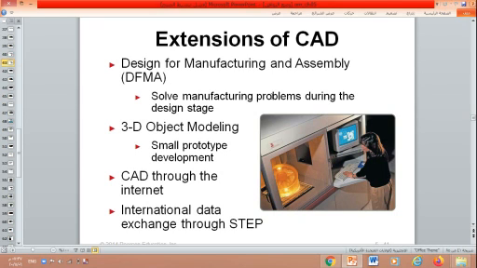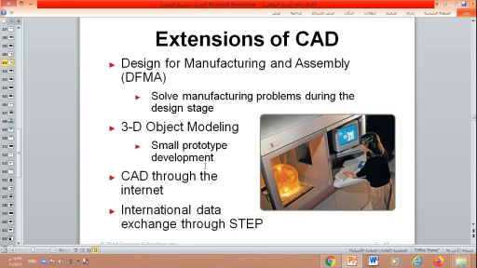computer-aided design is 3D object modeling. It represents a small prototype development. So 3D provides a small prototype that represents the actual product for the customers. Another extension is computer-aided design through the internet. It means that designs can be shared on the cloud with other departments and organizations as needed.